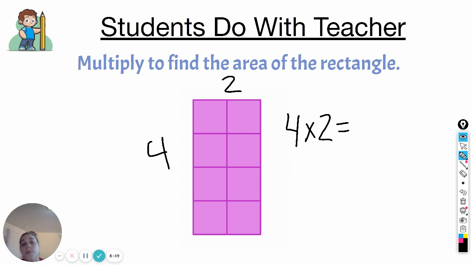Okay, so I'm going to count by 2s 4 times. 2, 4, 6, 8. So you should have messaged me that the area of this rectangle is 8 square units.